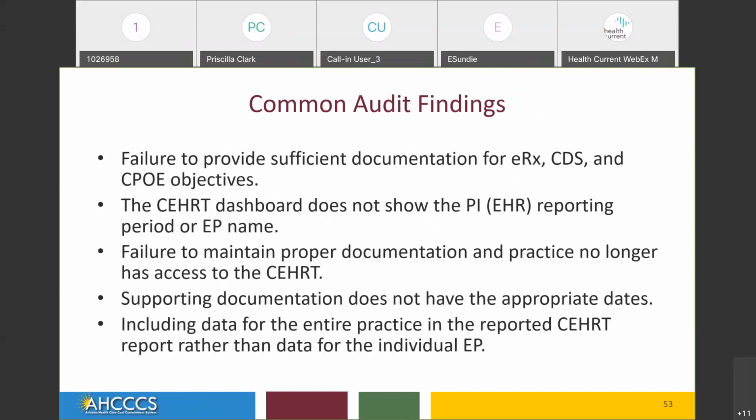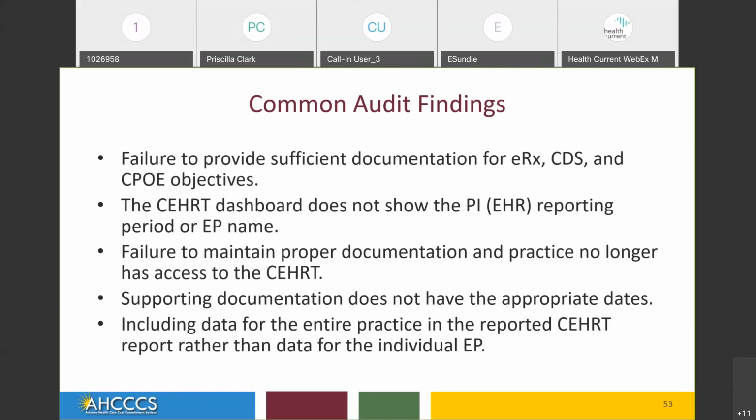So what are some common audit findings? The first is failure to provide sufficient documentation for any of the 3 objectives: electronic prescribing, clinical decision support, and computerized provider order entry objectives. The second is the CERT dashboard does not show the PI reporting period or EP name. The CERT dashboard needs to show both of those items.